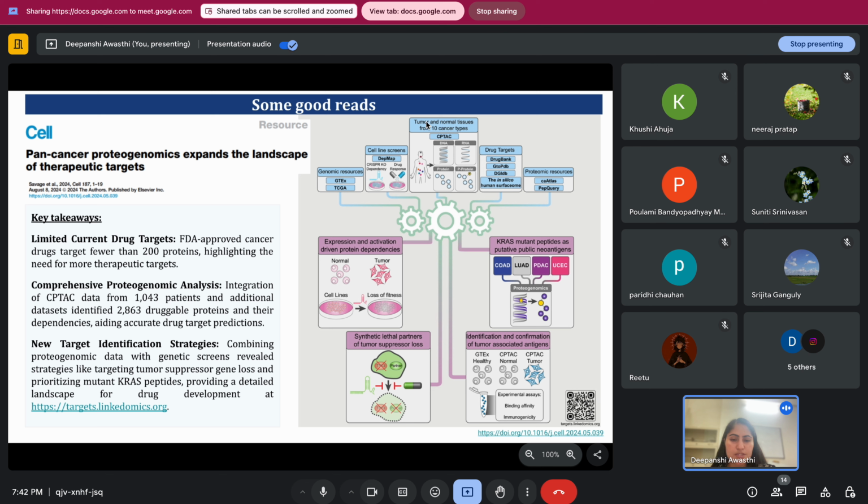This picture or flow chart is given in this resource, which tells you the resources from where the information has been gathered. For the genomic resources, the information is gathered from GTEx and TCGA. GTEx is the Genotype-Tissue Expression database, which gives you the expression of the genes and transcripts in the normal tissue, that is, in the normal state which genes are expressed. And TCGA is The Cancer Genome Atlas, which tells you in cancer which genes are expressed, what the sequence is, and where the variations are.